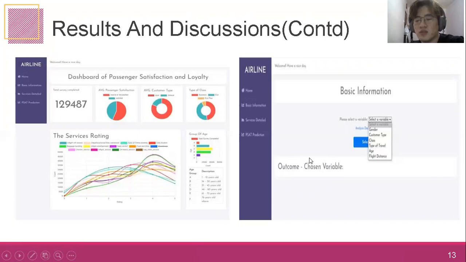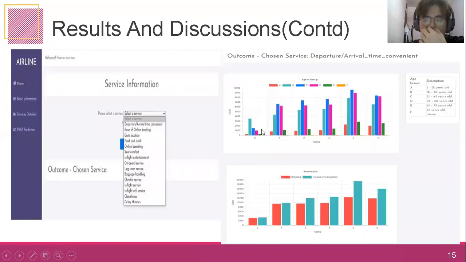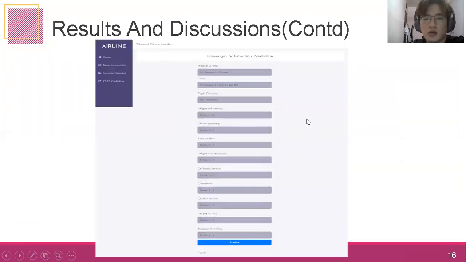For example, the outcome is shown in either a bar chart or a line chart. And there is also a similar thing in service information. It shows the service details, also in descriptive charts, as you can see at the left side. Last but not least, the prediction function will predict the passenger satisfaction. It will prompt the user to enter the values so that they can predict whether the passenger is satisfied or not satisfied with the services.